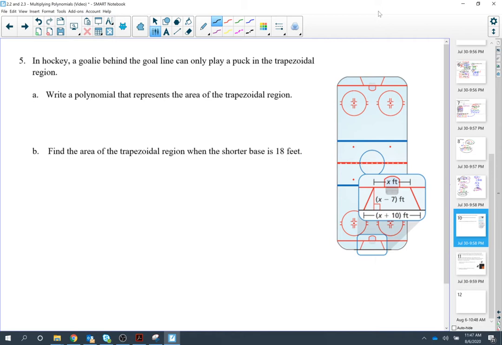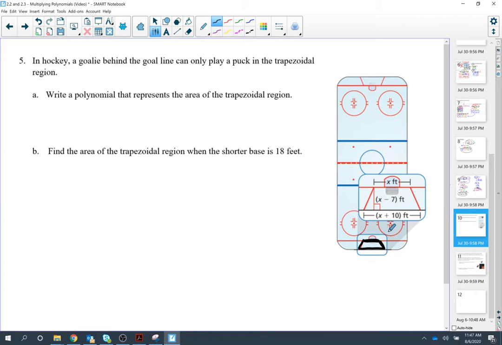So if you take a look at the picture down here, this is where the goalie would be, and that shape right there is a trapezoid, and what it's telling me here is he can only play the puck if he's in that region. Otherwise, he's got to kind of do something else.